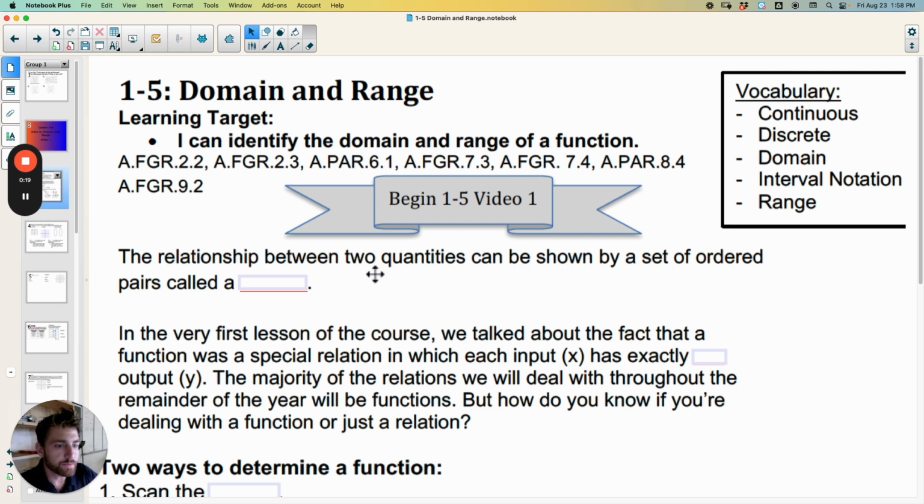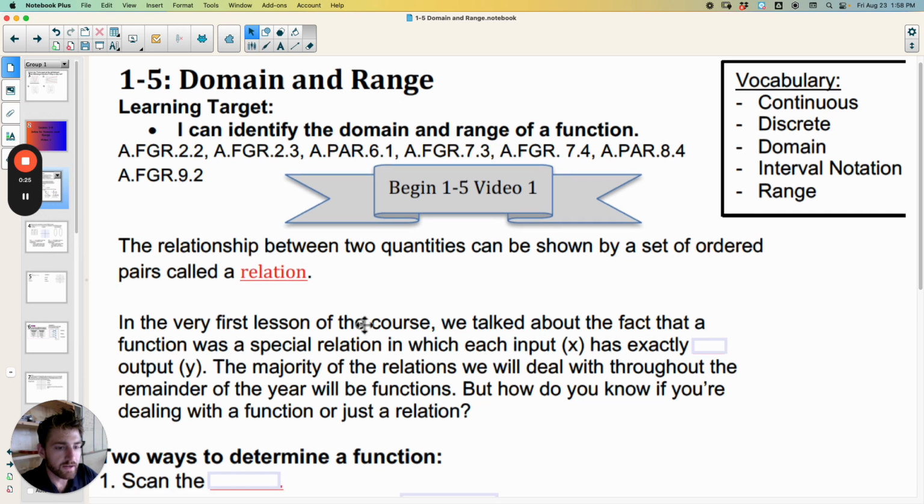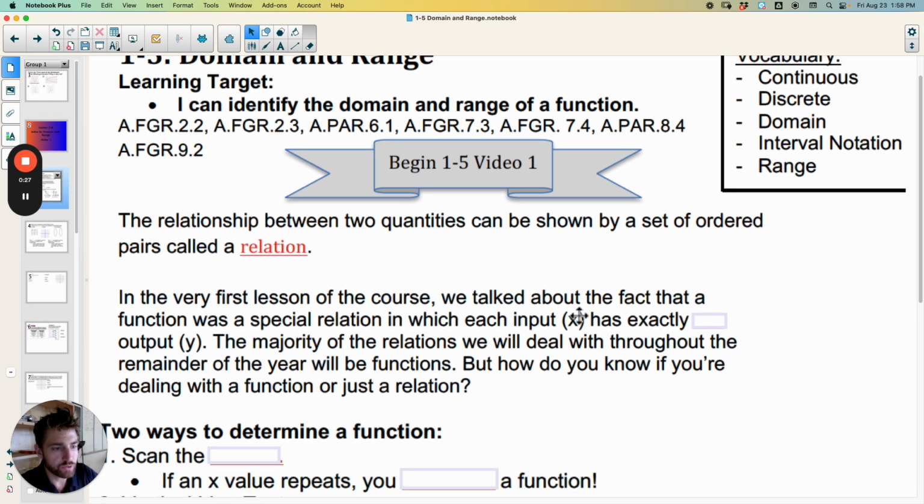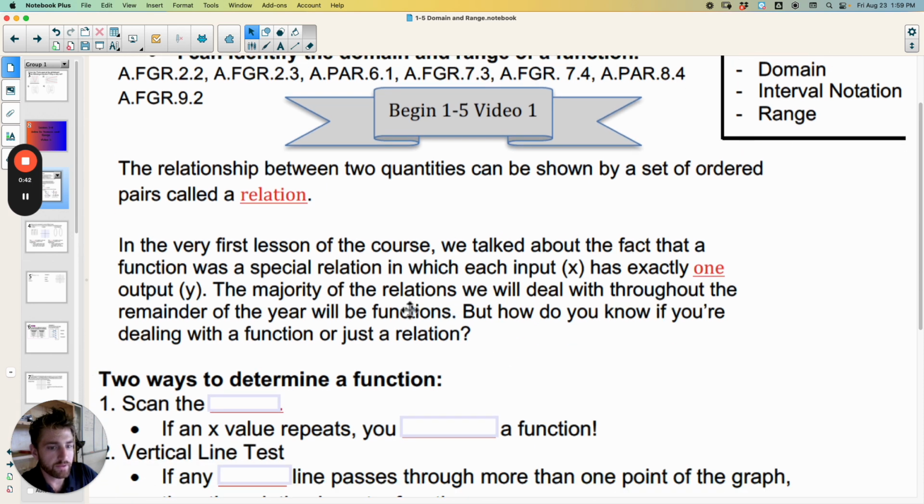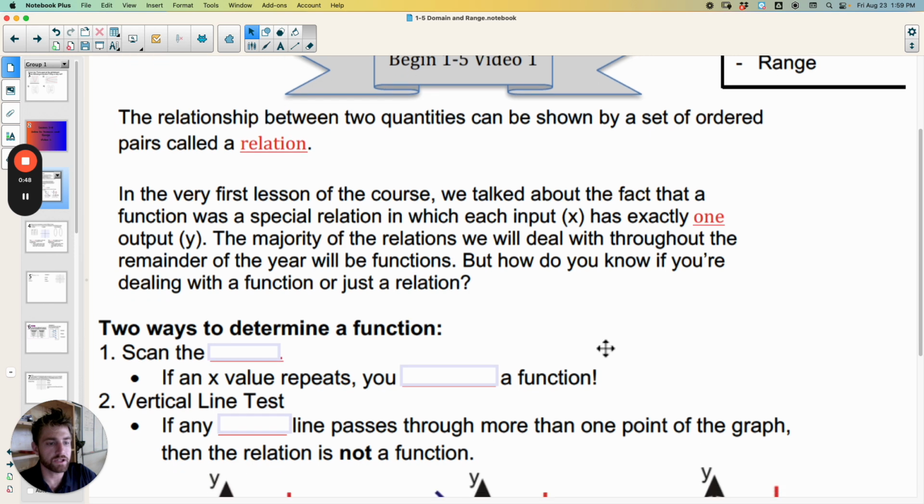The relationship between two quantities can be shown by a set of ordered pairs called a relation. And if you remember, in the very first lesson of the course, we talked about the fact that a function was a special relation in which each input x has exactly one output y, so you can fill that in your notes right there, 1. And the majority of the relations we will deal with throughout this year will be functions. But how do you know if you're dealing with a function or just a relation?